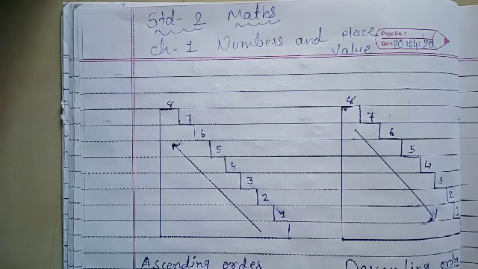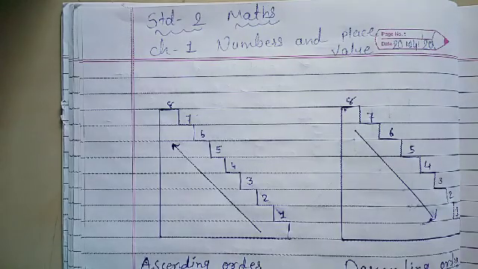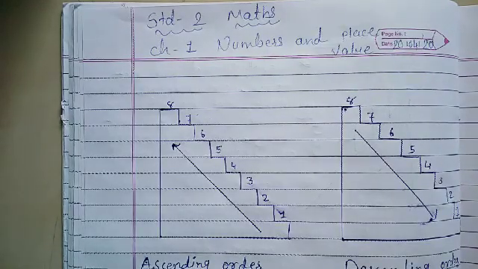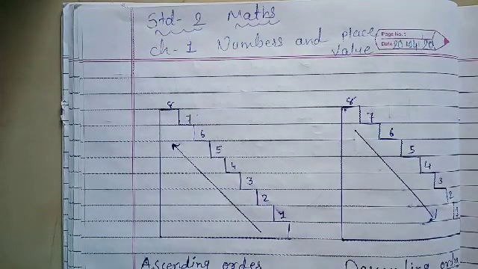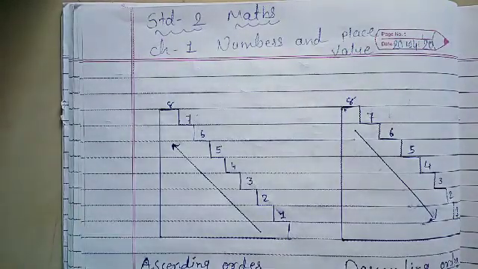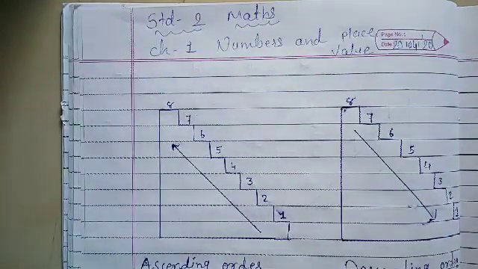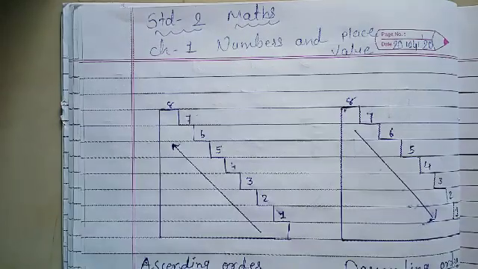In previous videos, we discussed place value, and in the second video we discussed the greater than number and less than number. Now today in this video I will explain how to write ascending numbers and descending numbers. But before that I will explain what ascending order numbers are and what descending order numbers are.